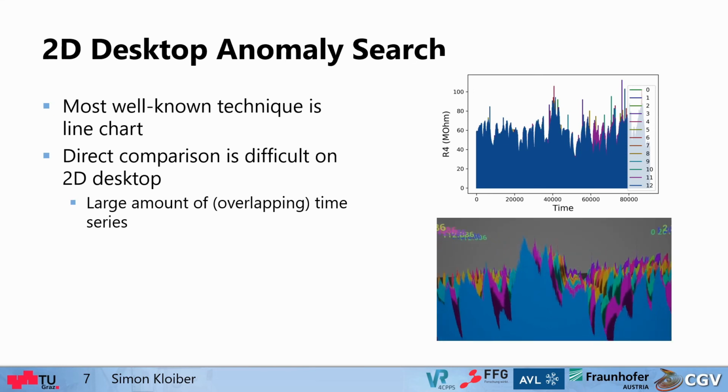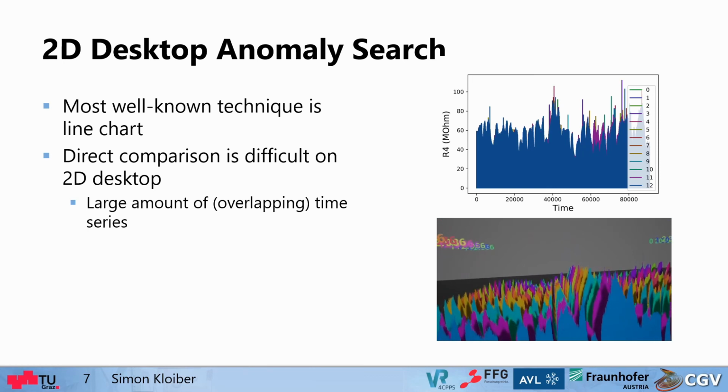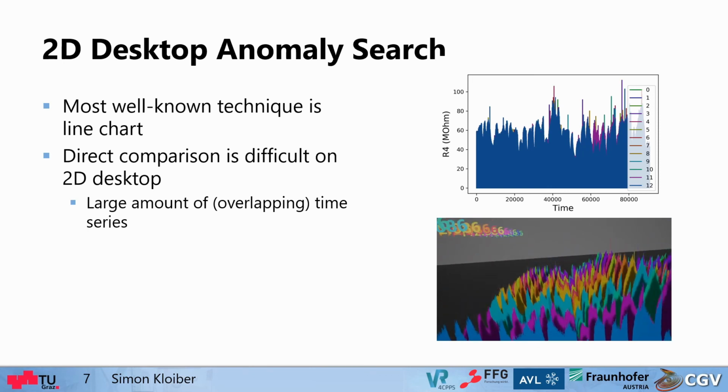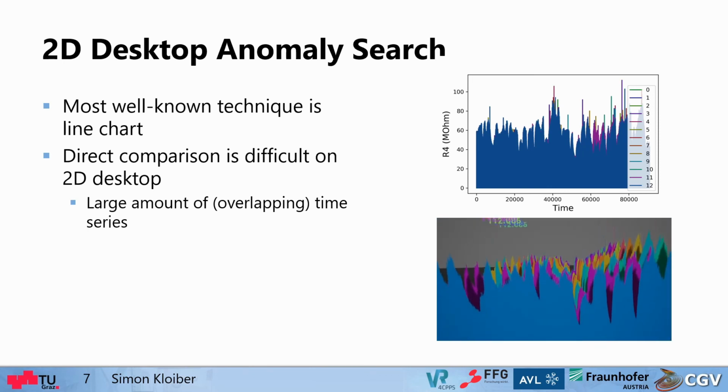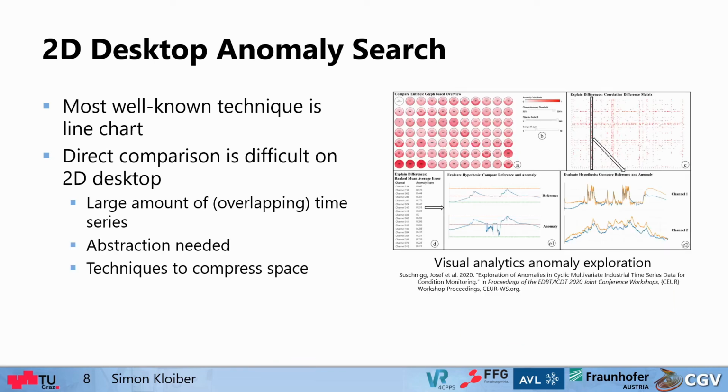Alternatively, in 3D and more specifically in VR, we can easily change perspectives by moving our head to see the behavior of time series further back as well. You can see the example to the right here. Now, 2D approaches use abstraction and other techniques to tackle this problem. The visual analytics approach of Sushnik et al. uses two anomaly scores and a correlation matrix to give an overview and lets users compare single time series for more detail.